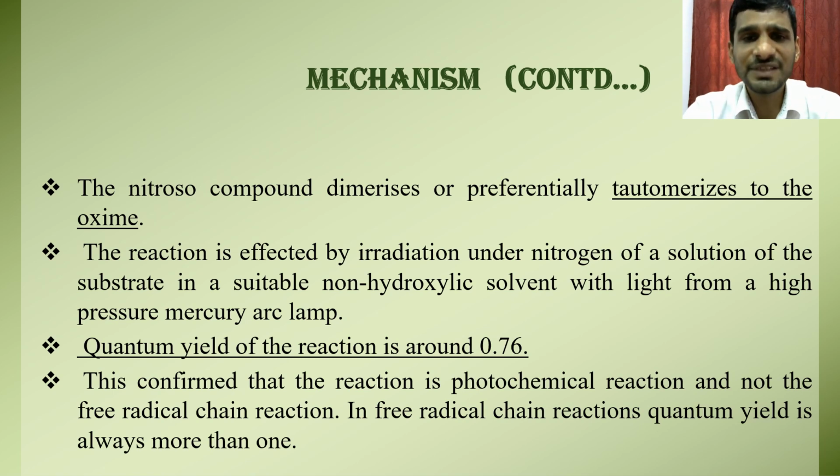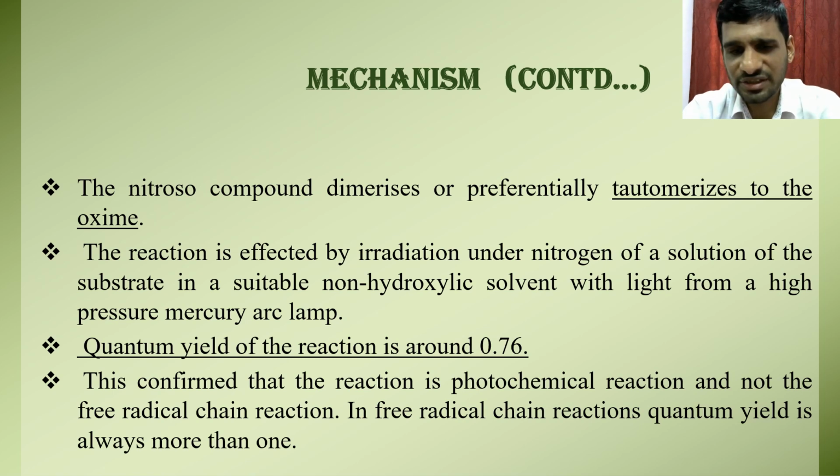When we see the mechanism of Barton reaction, two free radicals are formed, but these free radicals never undergo chain reaction. If you have studied the mechanism of chain reaction in your previous classes, it is divided into three phases: chain initiation, chain propagation, and chain termination. In case of chain reaction, the quantum yield is very high. It is always greater than 1. It can be in the magnitude of 10, 100, thousands, or even lakhs.